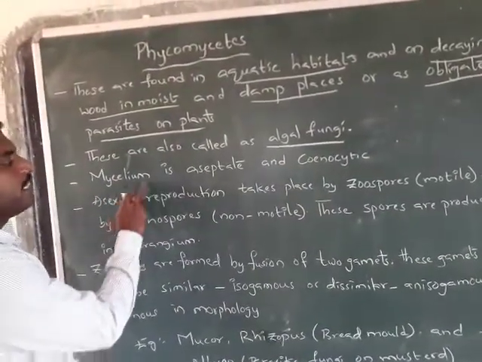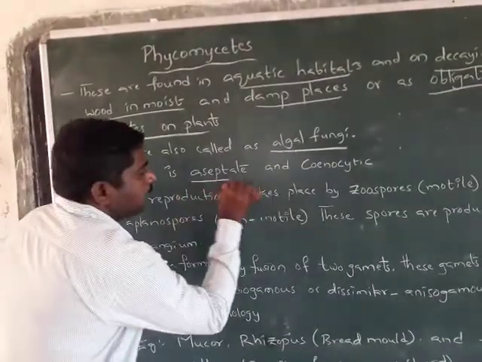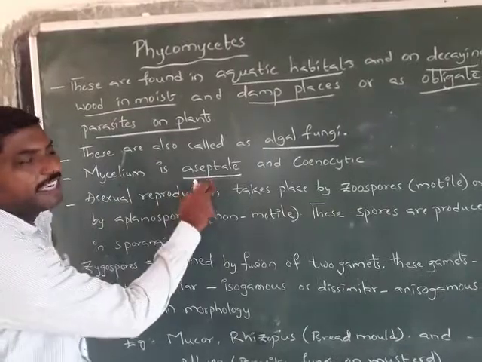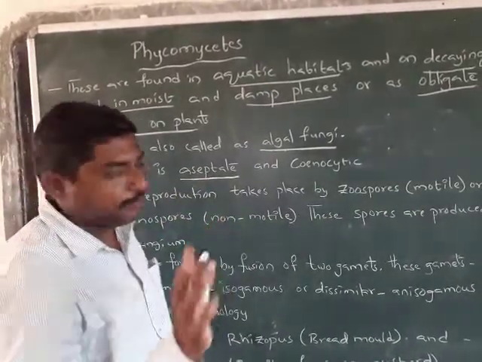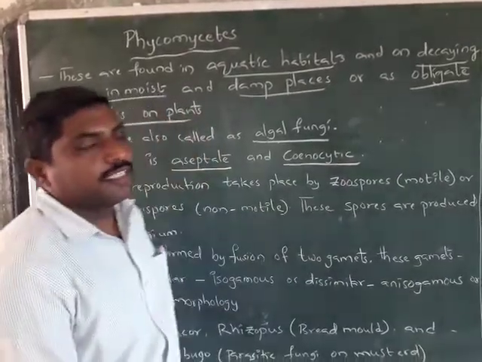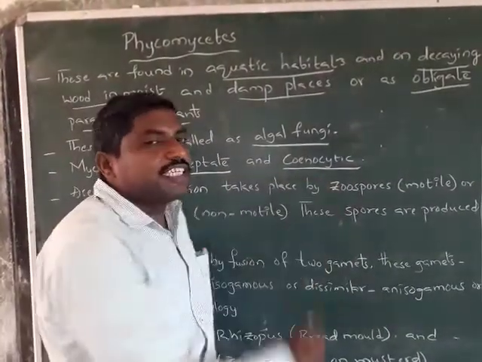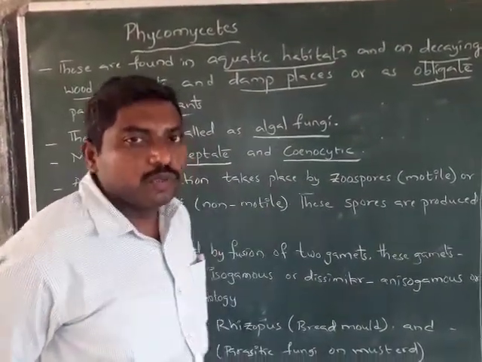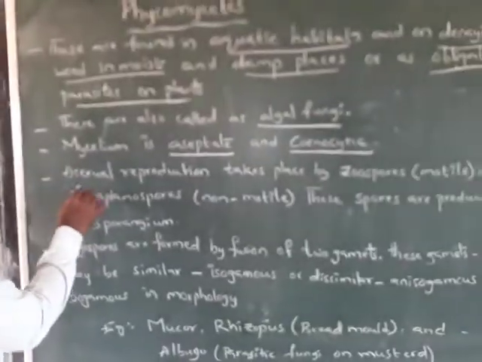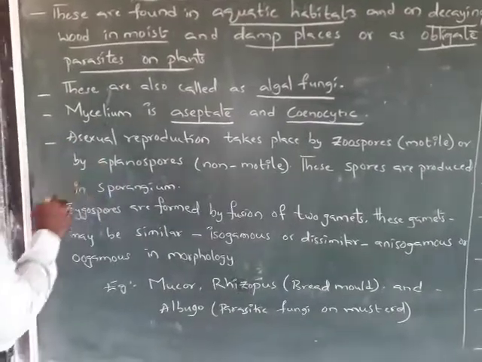Here the mycelium is aseptate. It is important. There are no septa. It is cenocytic, which means it is multinucleated hyphae.